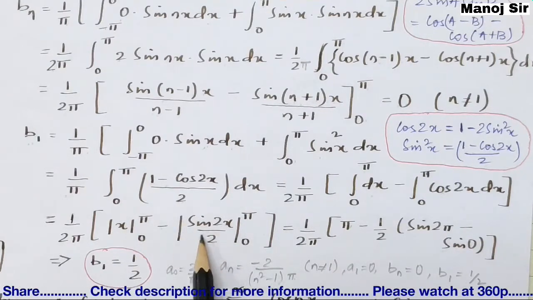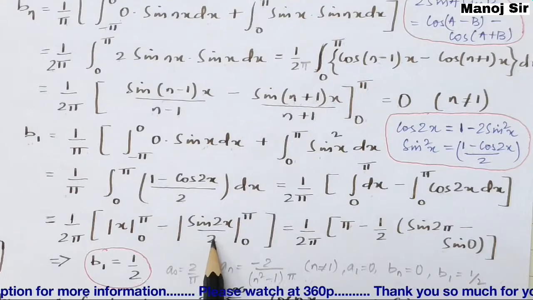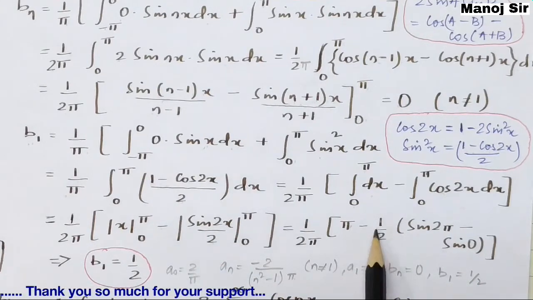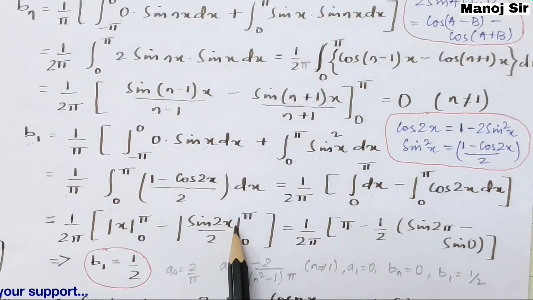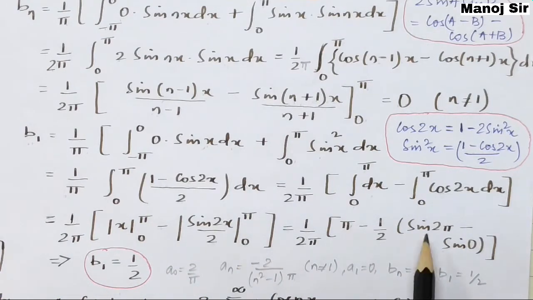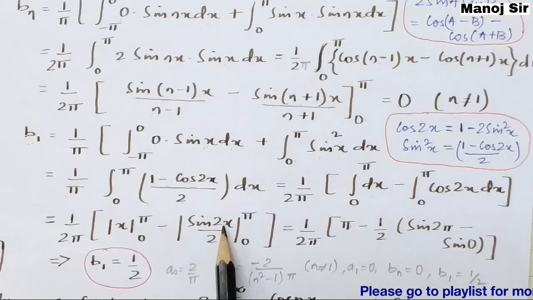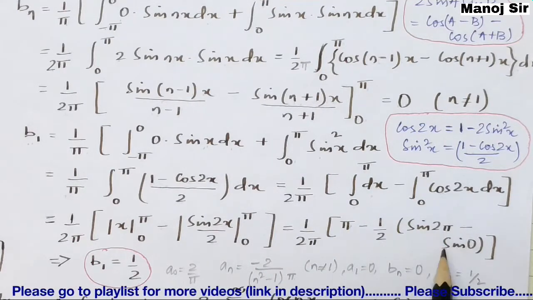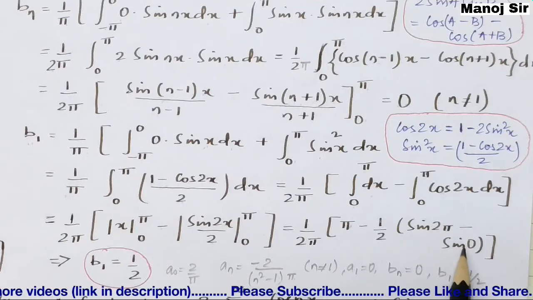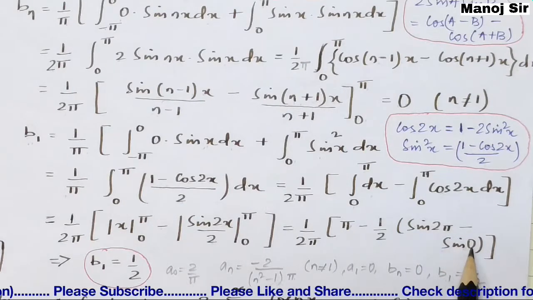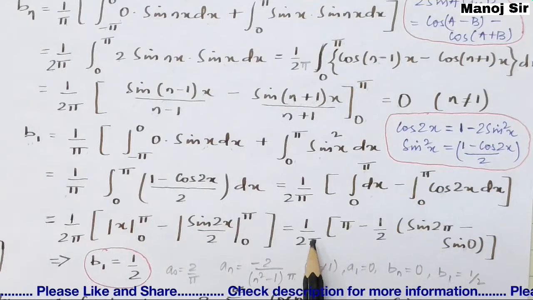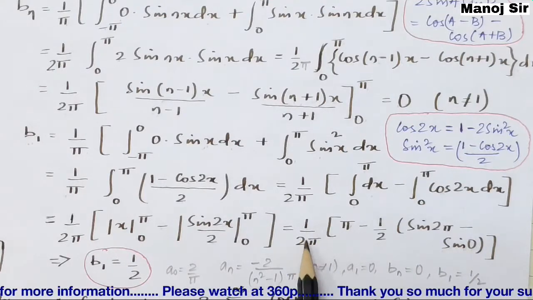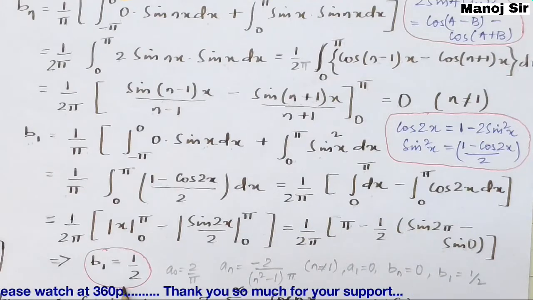Now coming to the second term, that is minus 1 upon 2. If you take this 2 outside of this bracket, you will get minus 1 upon 2 as it is. Now simply put the limits. If you put the upper limit here, this will become sine 2 pi. If you put the lower limit here, this will become sine 0. Sine 2 pi minus sine 0, upper limit minus lower limit. Both terms will become 0. Sine 2 pi is 0. Sine 0 is also 0. So we are left with 1 upon 2 pi into pi, which will become 1 upon 2.